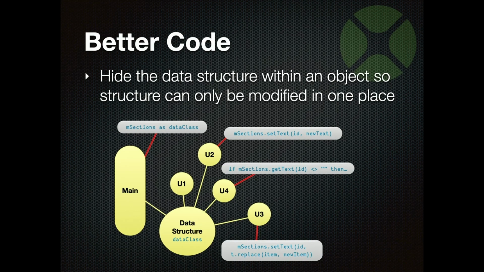So the data structure is hidden, right? Now my program can just talk to this. It can just say, get section, set section. It doesn't have to know anything about what the actual data structure is, right? This is more object-oriented programming. This is brilliant. This is going to solve all my problems, right? Well, it did and it didn't, okay?